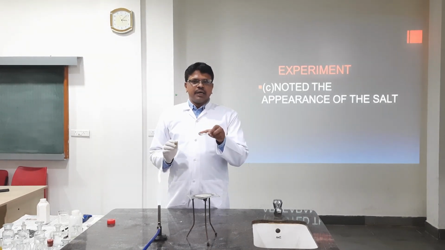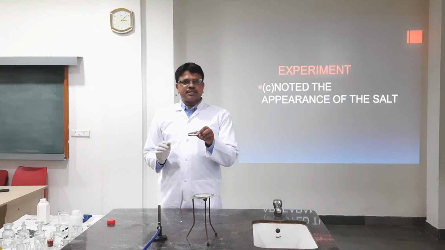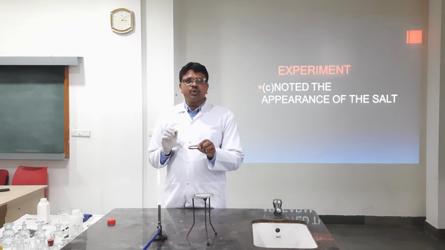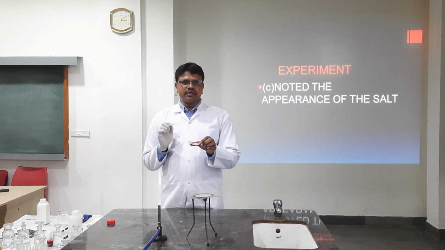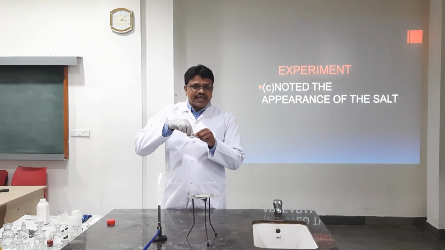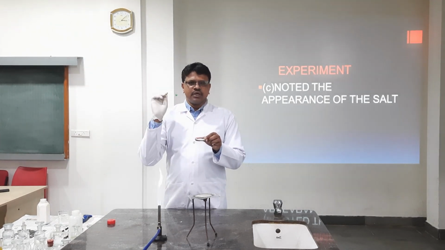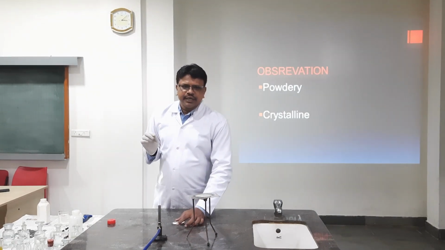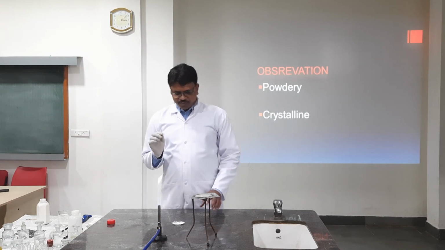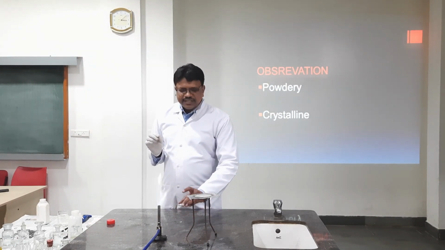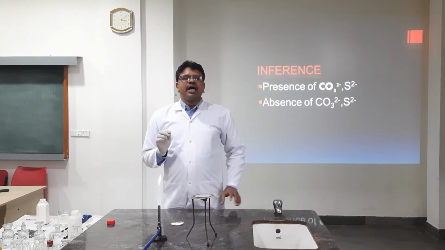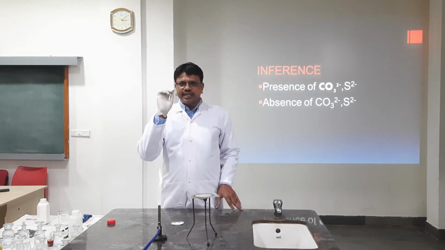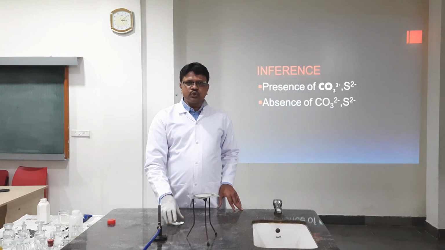So here, based on powdery, if that salt is powdery, there may be two ions present. What are those two ions? Carbonate ion and sulfide ion. If it is not powdery, meaning crystalline, those two ions are absent. So in the observation, powdery and crystalline, two cases are there. If powdery, the inference is the presence of CO3 2 minus and S2 minus. If it is crystalline, those two are absent.